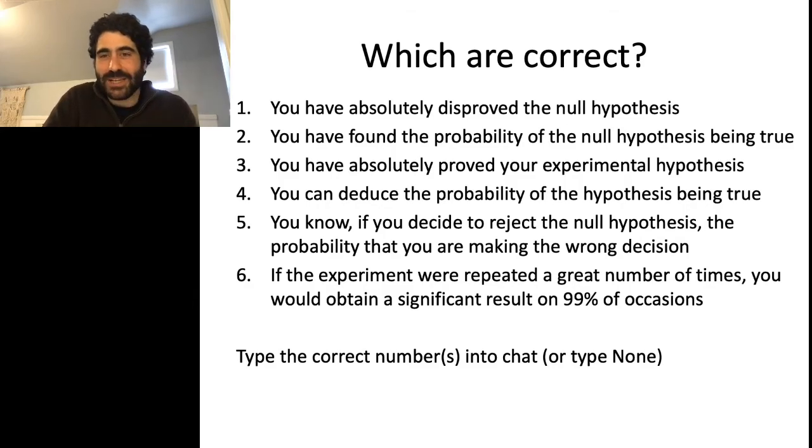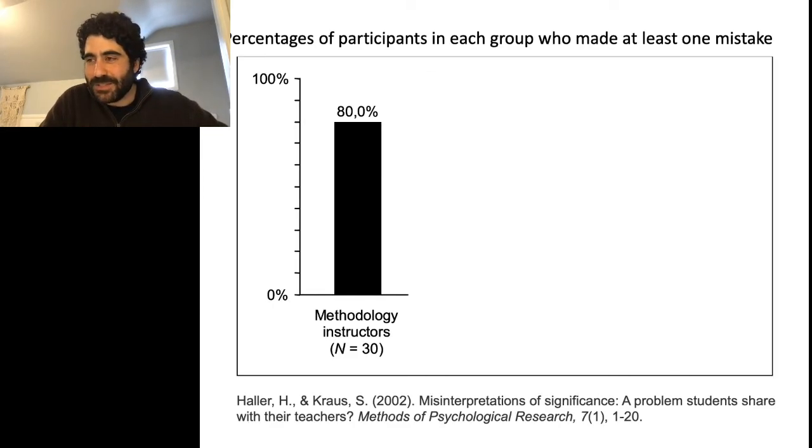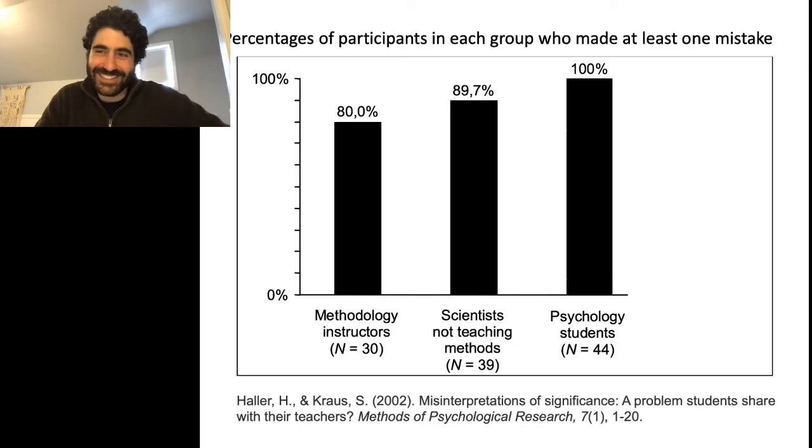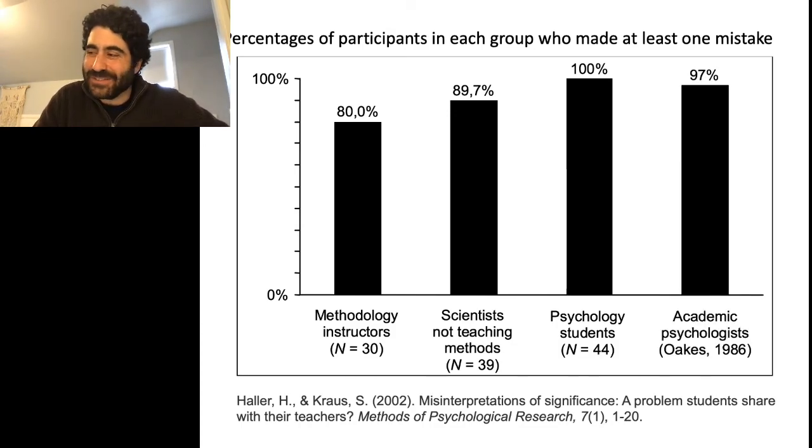And if you didn't type none, you shouldn't feel too bad, because they ran this experiment in 2002 and found that when they surveyed statistics instructors, 80% of them made at least one mistake, right? They marked at least one true. When they surveyed psychologists that were in the field not teaching methods, about 90% of them made at least one mistake. And when they surveyed a psychology class, every single student got it wrong. There are some earlier studies too. This is from a 1986 study that again found similar rates of this.